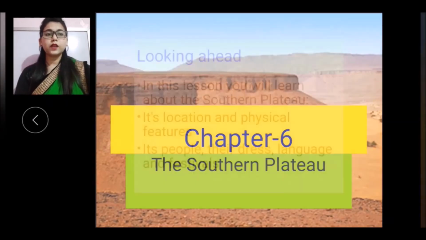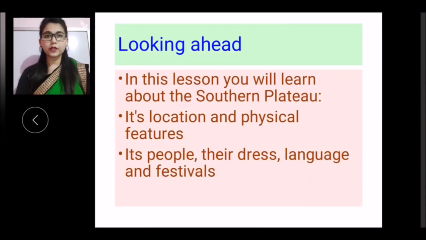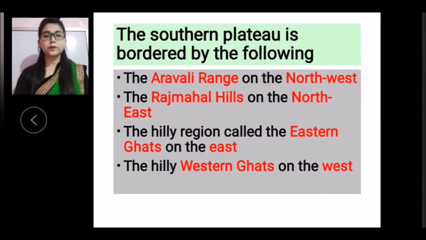So students, there are some points we are going to cover in this chapter. These are its location and physical features, its people, their dress, language and festivals. Students, the Southern Plateau is bordered by the following: the Aravalli Range on the northwest, the Rajmahal Hills on the northeast, the hilly region called the Eastern Ghats on the east, and the hilly Western Ghats on the west.